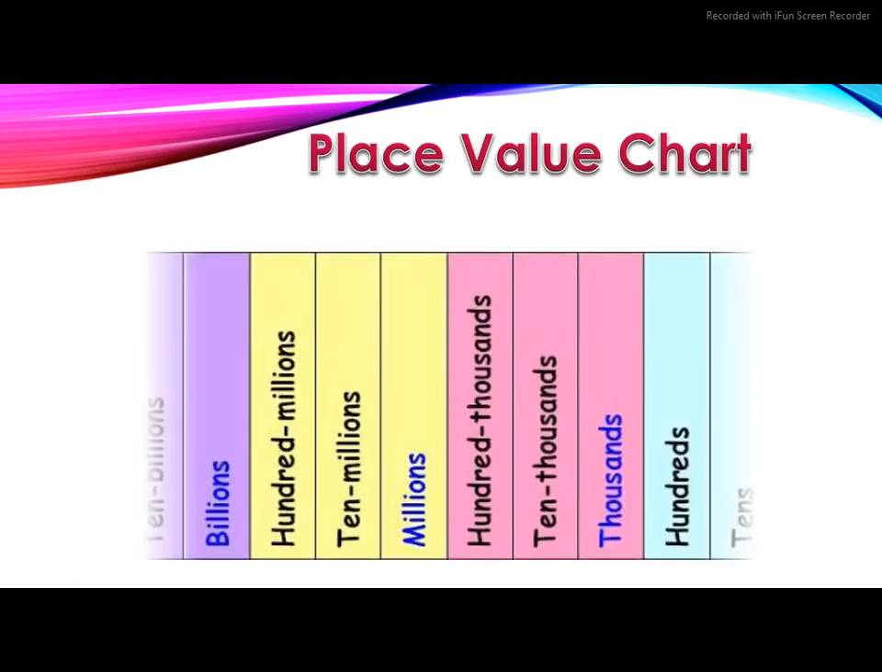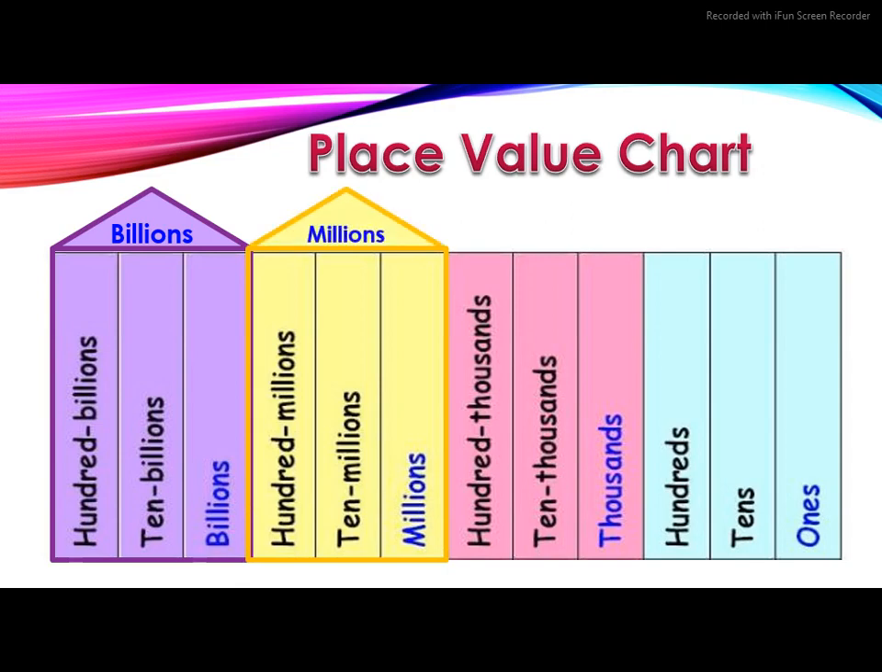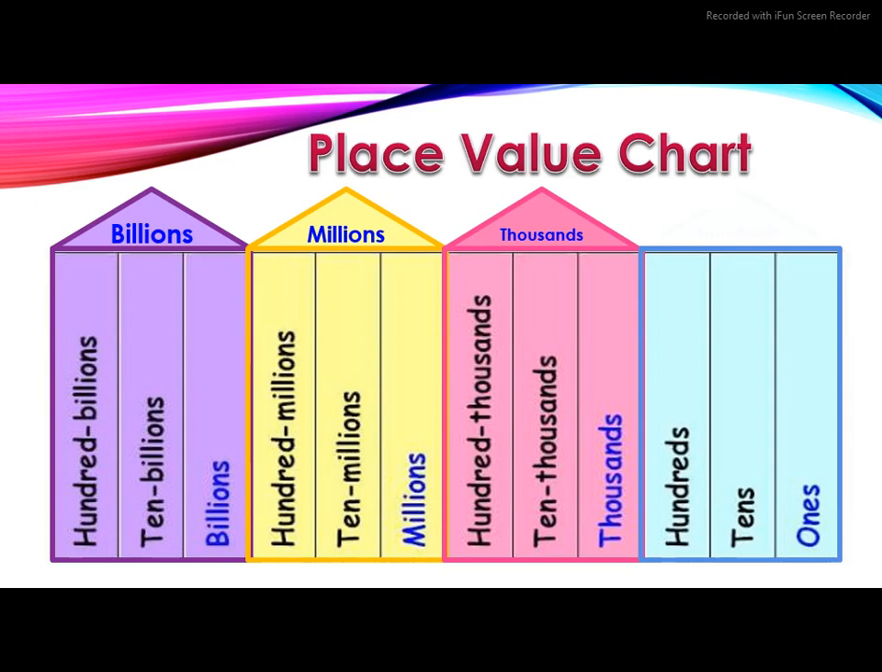Now let's take a look at this place value chart. Do you notice something? Yes, they are separated in 4 colors. Each color has 3 units. Let's represent each color by period. The purple color represents the billions period. The yellow color represents the millions period. The pink color represents thousands period. And the sky blue color represents the hundreds or units or ones period.